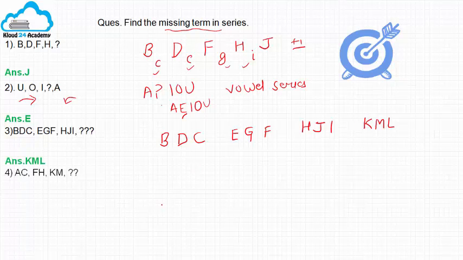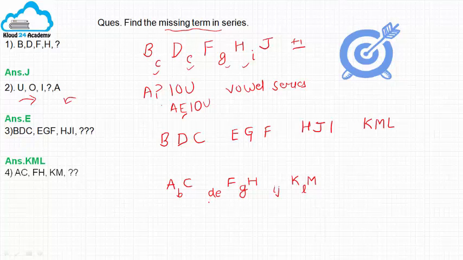Question number 4. A, C, F, H, K, M, question mark. Again there is a pattern here. A, they have left one alphabet, B, and C. Now they have left D and E. Two alphabets here. Then they have written F, again missed one alphabet, G. Then they have written H. Again they have left two alphabets, I, J. Then K, again left one alphabet, L, then M.